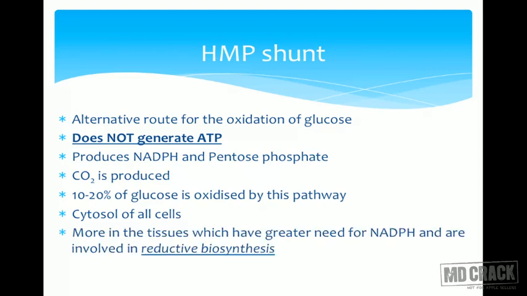Now, where is it more? Where is maximum HMP shunt taking place? Now, these are the tissues which have a greater need for NADPH. Look at the purpose of the pathway, to produce NADPH. So, wherever NADPH is required, that is where this HMP shunt is happening at the maximal level. So which are they? They are the tissues which are involved in reductive biosynthesis. I'll talk to you about which are these tissues and what do you mean by reductive biosynthesis. Please remember, NADPH is more formed via the HMP shunt in tissues which are involved in reductive biosynthesis.